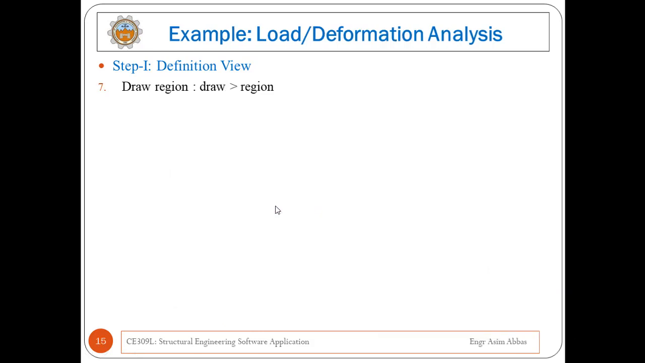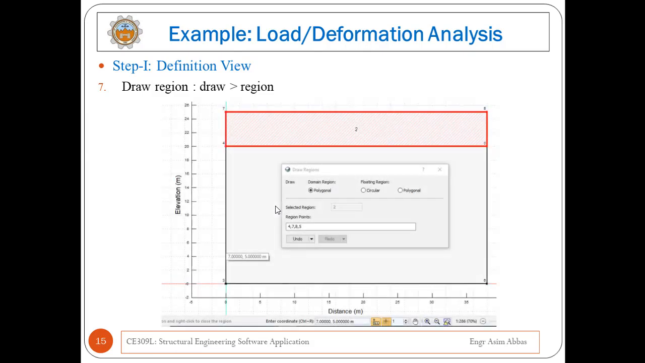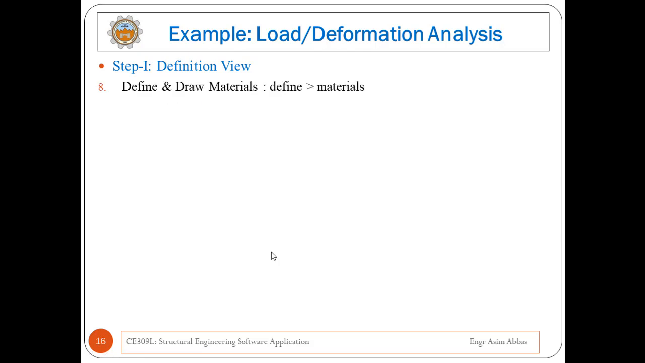And in step 7 I will draw region. For that, go to Draw, then choose Regions, and then I will draw a region at the points that were created in step number 6. Step 8, where I will define and draw material. So in order to define material, go to Define, then click on Materials.